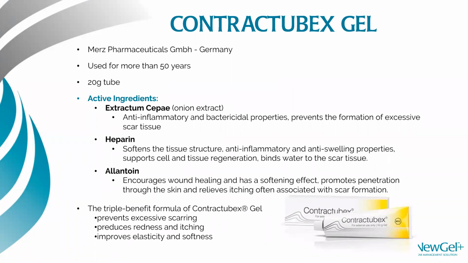One that's been around for a long time, it says it's been used for more than 50 years actually, is Contractubix gel. It's produced by MERS. It's available in a 20-gram metal tube. It has 3 main active ingredients: onion extract, heparin, and allantoin. They claim onion extract is anti-inflammatory and bactericidal, and it helps prevent the formation of excessive scar tissue. The authors of the clinical recommendations and most articles you will read say there's really not much good evidence that onion extract is efficacious.